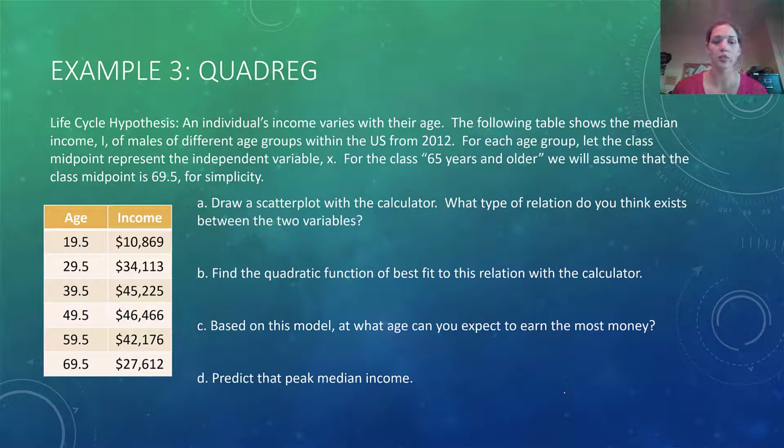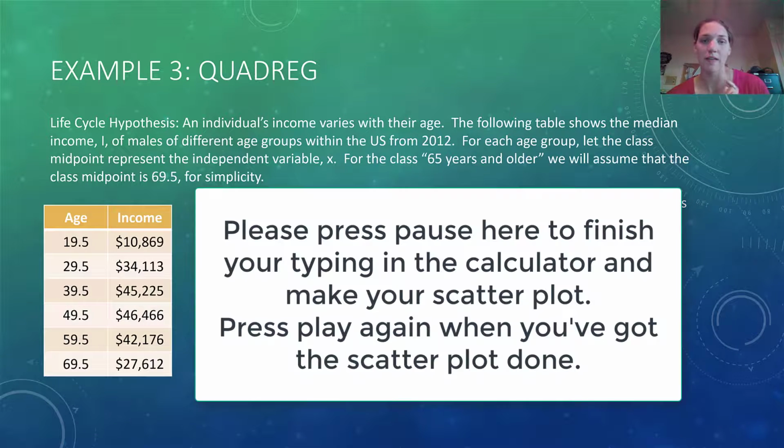So our first thing is to draw a scatter plot with the calculator. I grab my calculator, go to stat, go to edit. This is on the TI-84, and just start typing in the 19.5, 29.5, etc. That's your list 1. Then 10,869, 34,113, that's your list 2, etc. So we fill all that in, and then we go to scatter plot and tell it to make the scatter plot. Okay, do that, and then I'm going to show you what I got.